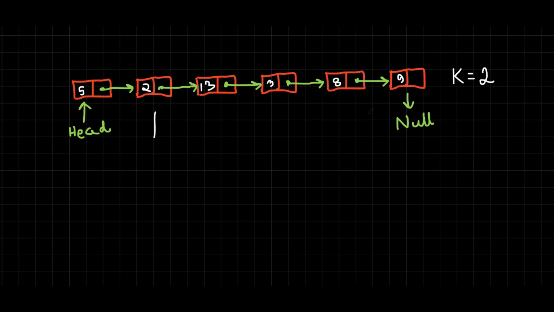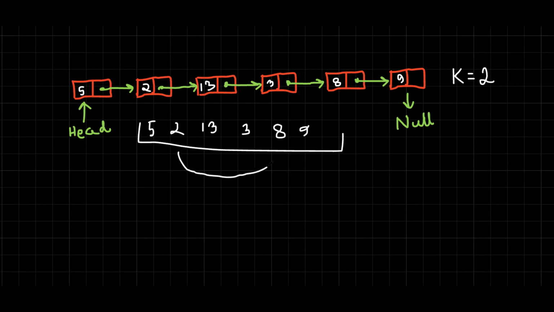Now the question is, how can we solve this problem? Let's take a vector. And in this vector, add all of the linked list elements, which are 5, 2, 13, 3, 8, and 9. Okay, so far so good. Now, swap the second element and the second last element. So, 2 will become 8 and 8 will become 2.